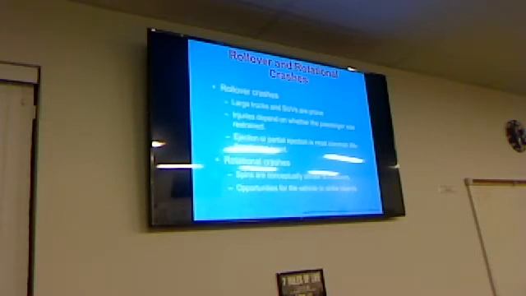Rotational crashes. Spins are conceptually similar to rollovers, with opportunities for the vehicle to strike objects. You see this a lot in wintertime, with snow and ice on the road. People are traveling too fast, they get into that spinning motion, and next thing you know, they spin off the roadway and into a tree. You can see some pretty significant mechanisms with these styles of crashes.